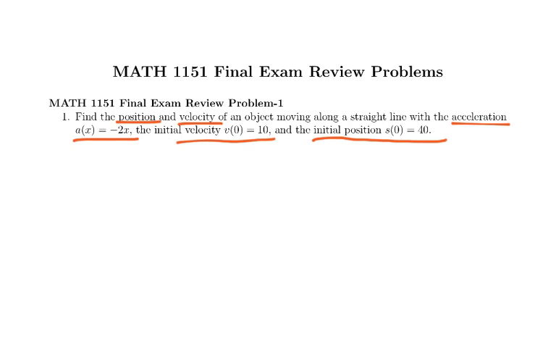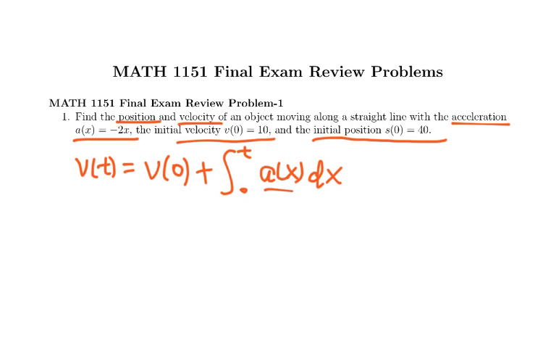By the formula, we know that the velocity function v(t) is equal to v0, that is the initial velocity, plus the integral from 0 to t of a(x) dx. Here a(x) is the acceleration function. Then we plug in the numbers: v0 is equal to 10, plus the integral from 0 to t of a(x), and here a(x) equals negative 2x, dx.